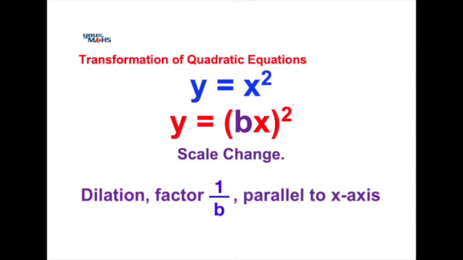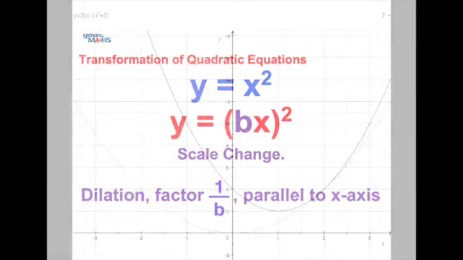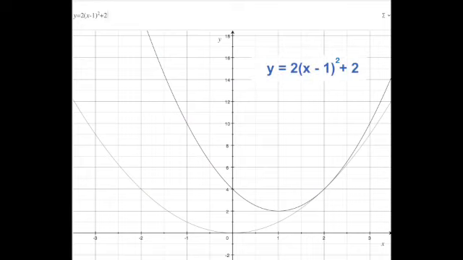Let's have a look at what happens when we combine some of these changes into one rule. In this equation, we're seeing 3 modifications to y equals x squared. We're introducing brackets where there's a minus 1 prior to squaring. Then we're multiplying that squared result by 2, and then we're adding 2. So working from the brackets and then working outwards, what we can see is the minus 1 inside the bracket next to the x is going to cause a horizontal shift. The y equals x squared graph will move 1 unit to the right.